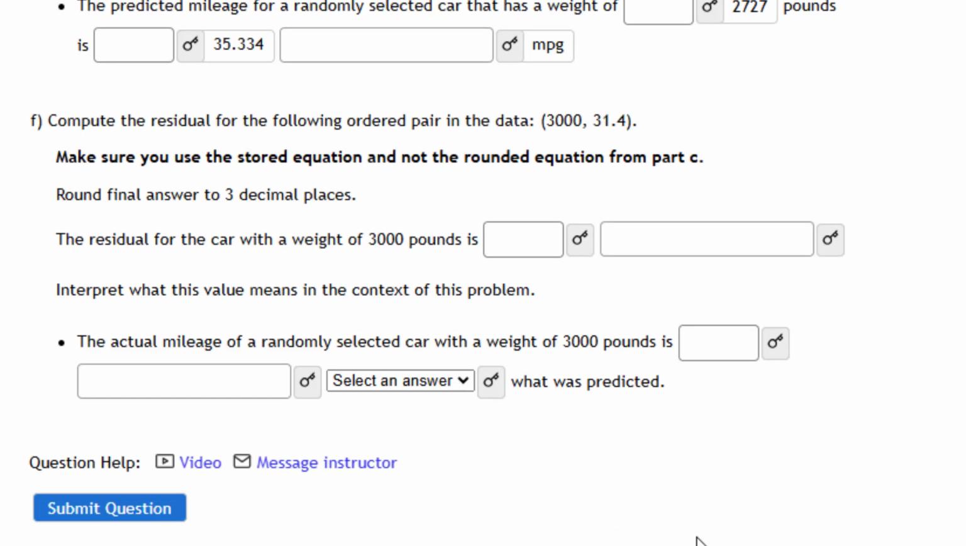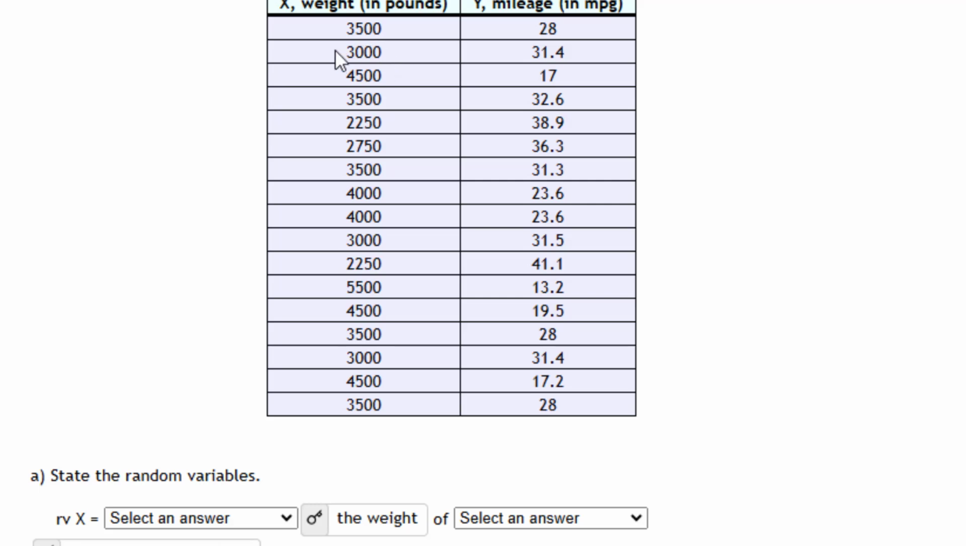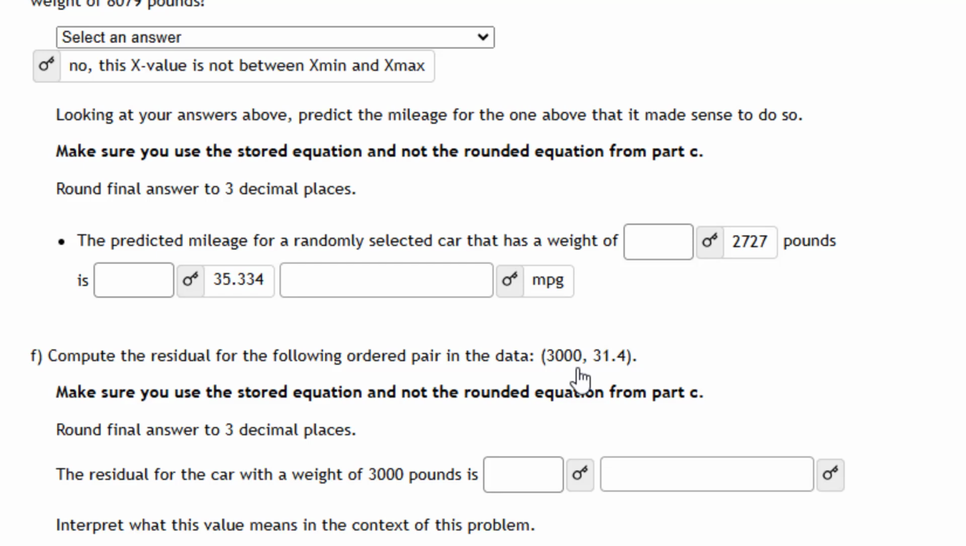Okay? This next piece asks us to predict all over again, but with a completely different piece of data. So 2727 is done with. We predicted that one. Now we're going to move on. And now we notice that within our data set, we had this car. We had a 3,000-pound car with 31.4 miles per gallon. If you go back up here, you can find it. There's 3,000 and 31.4. So we actually observed that. We saw that happen in real life. We have that data. Now we can calculate the residual. And the residual is basically the mistake that we get from our predicted amount.